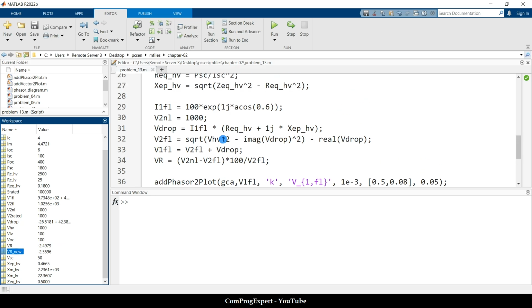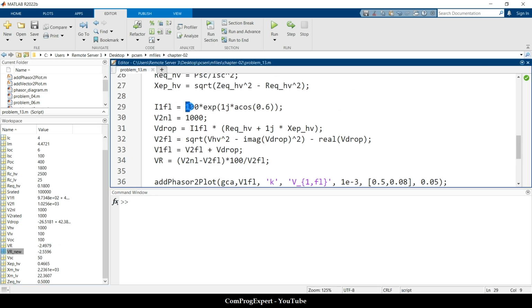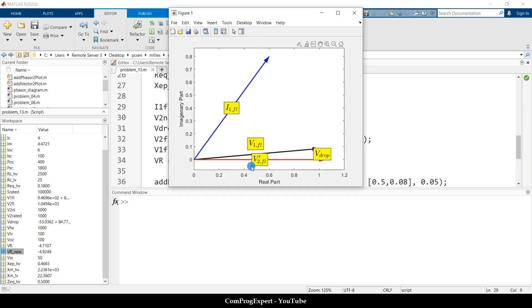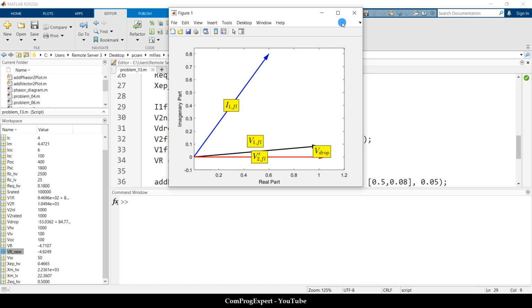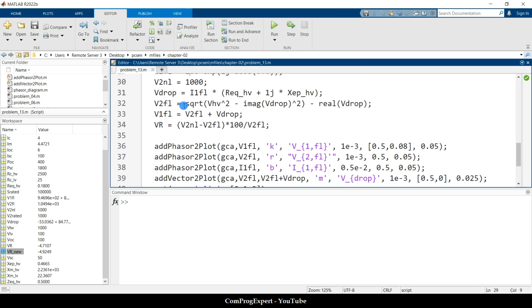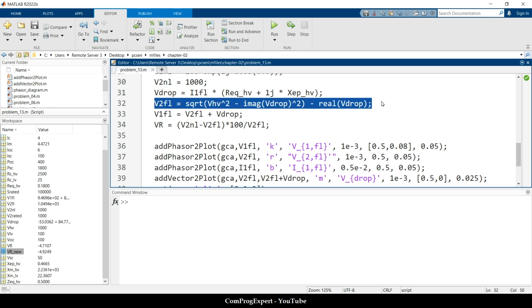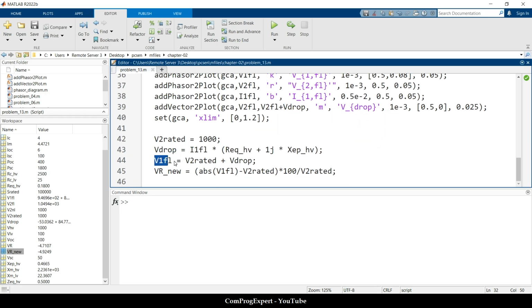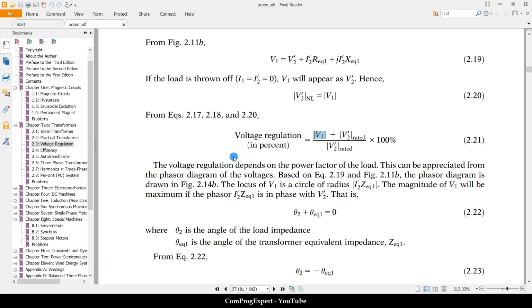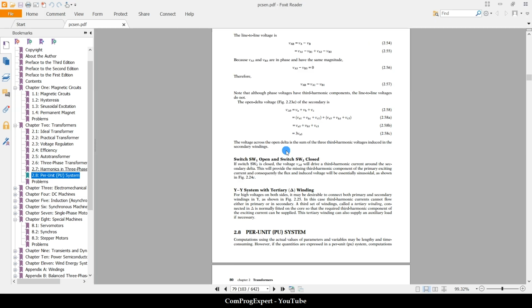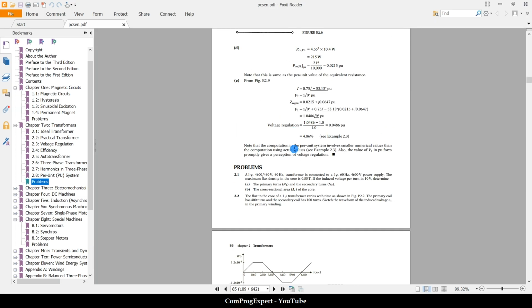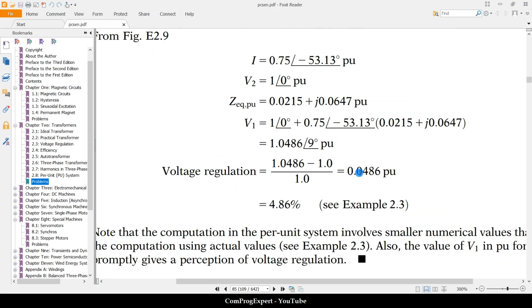So if I even increase the value of the current, for example, 200, again, you can compare the values for the voltage regulation, right? These are kilos. You can also use this method. This method doesn't need this calculation. We just sum up these two terms. And if you look at the last example of this chapter, this method is used for calculation of the voltage regulation.